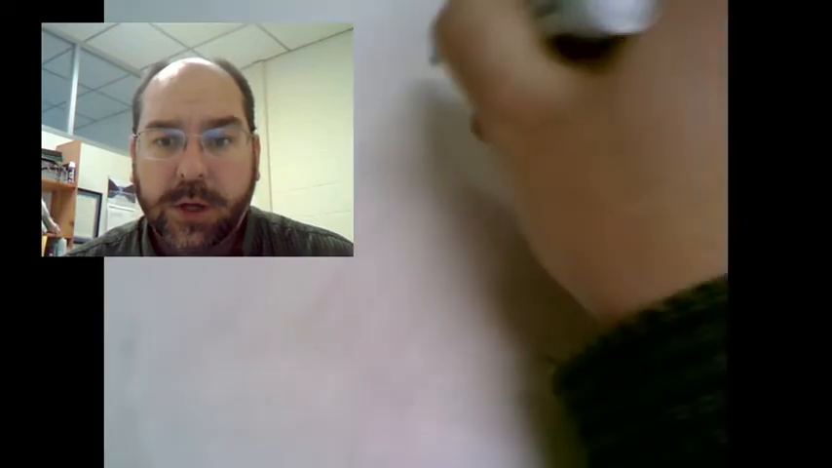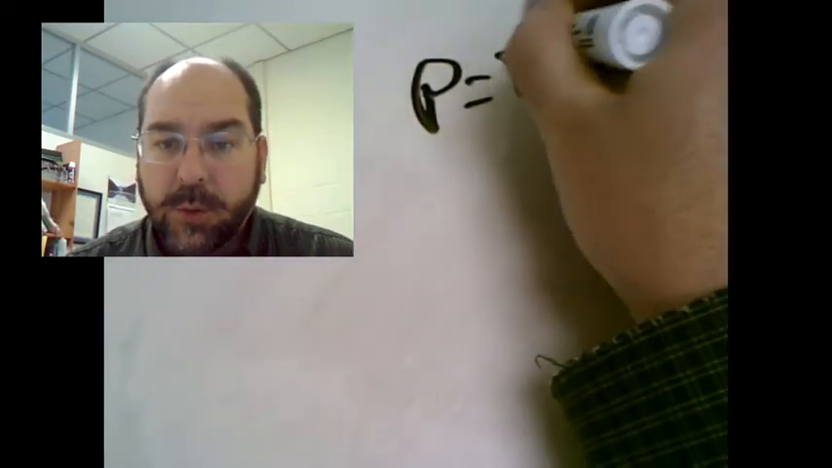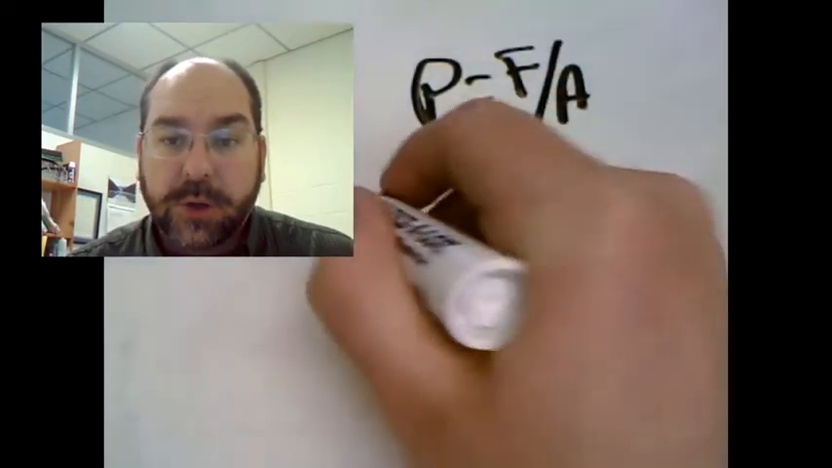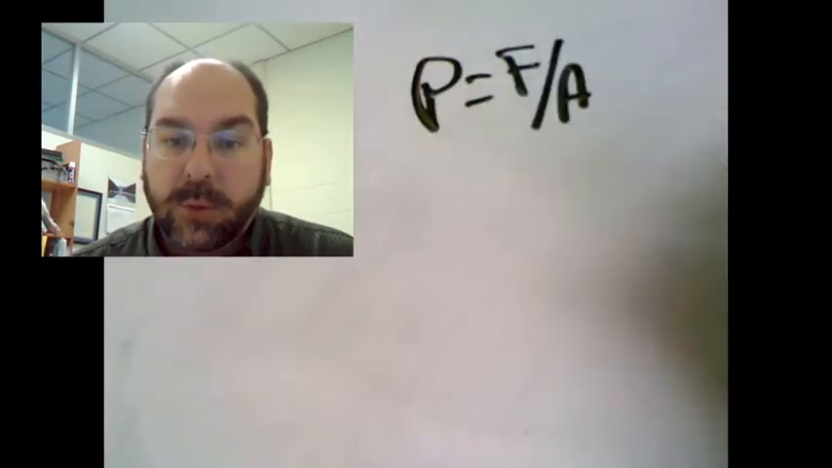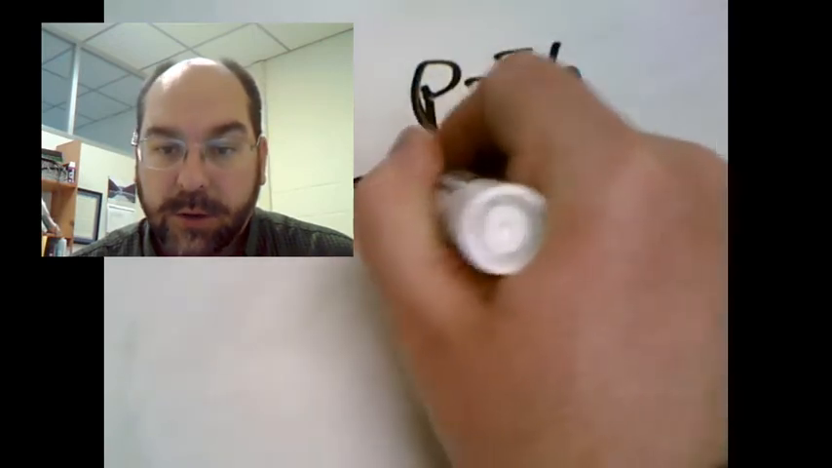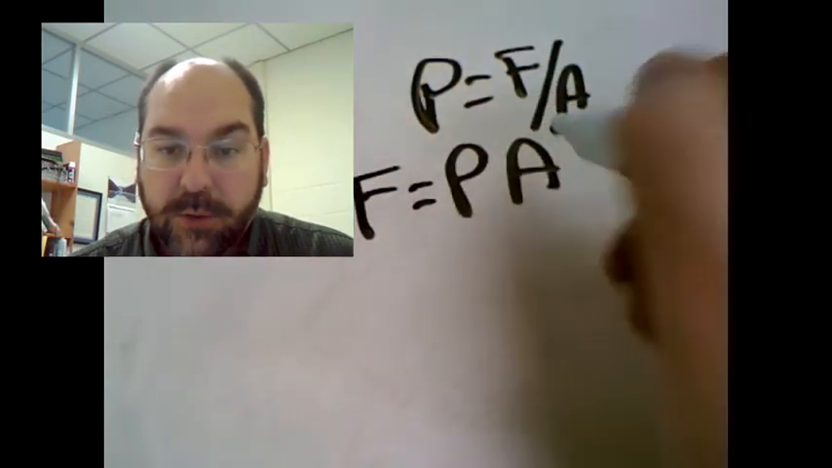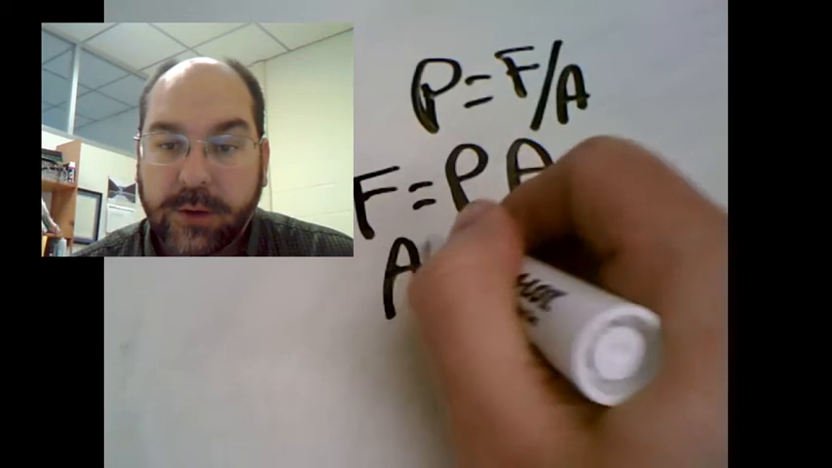So we calculated pressure kind of independently. Now we're going to go back to the definition. Pressure equals force over area, force equals pressure times area. So the pressure we figured out, the area is pi r squared.